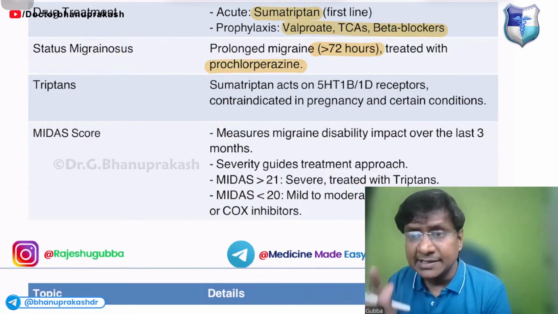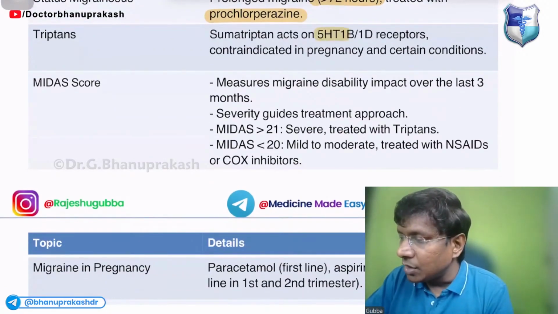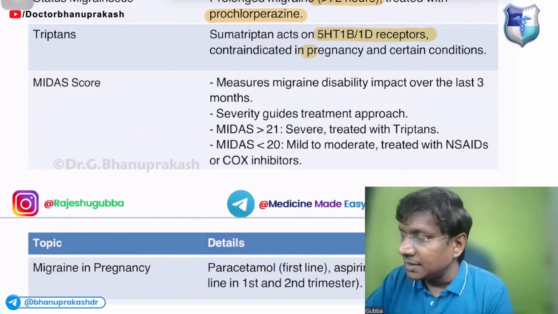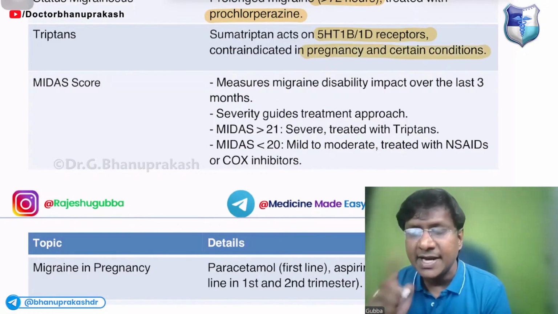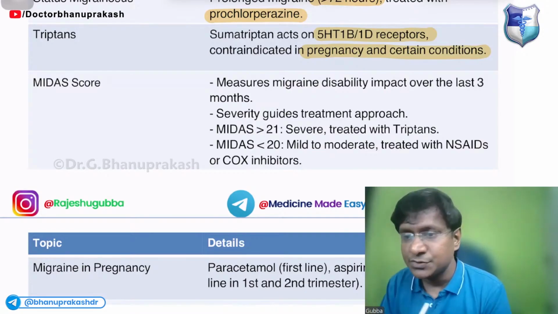And what are the other important drugs that we give for these patients with the migraine? We definitely give triptans. And these triptans act on the 5-HT1B 1D receptors. And there are some contraindications for triptans that include pregnancy as well as vasospastic angina. These two are the contraindications for triptans.